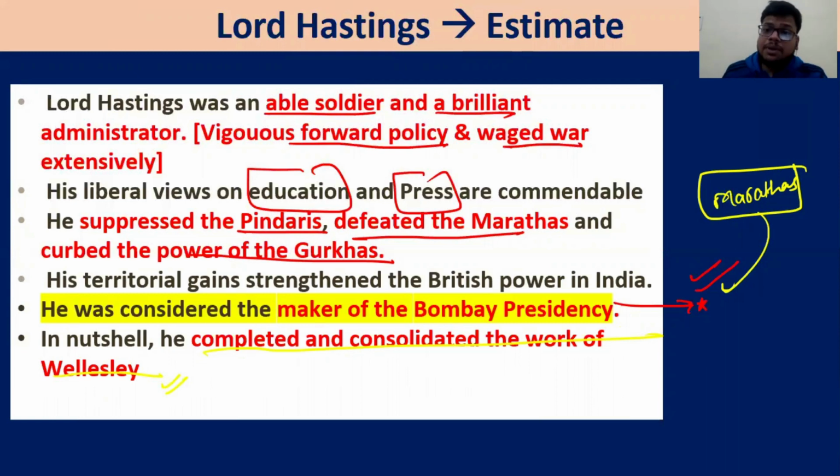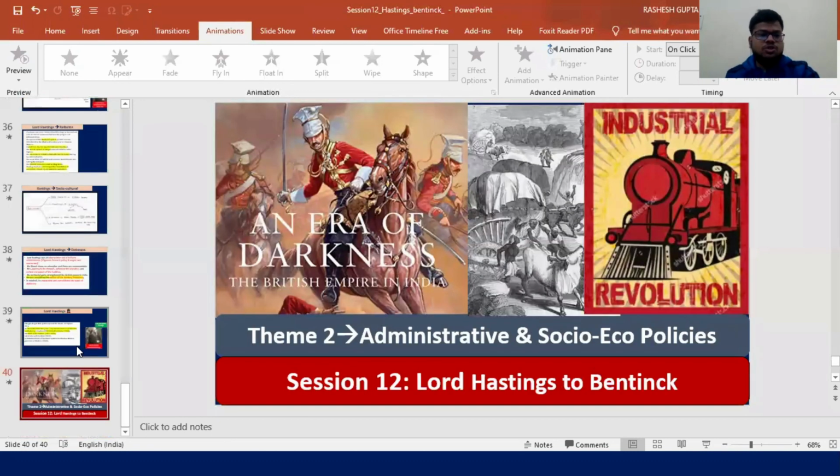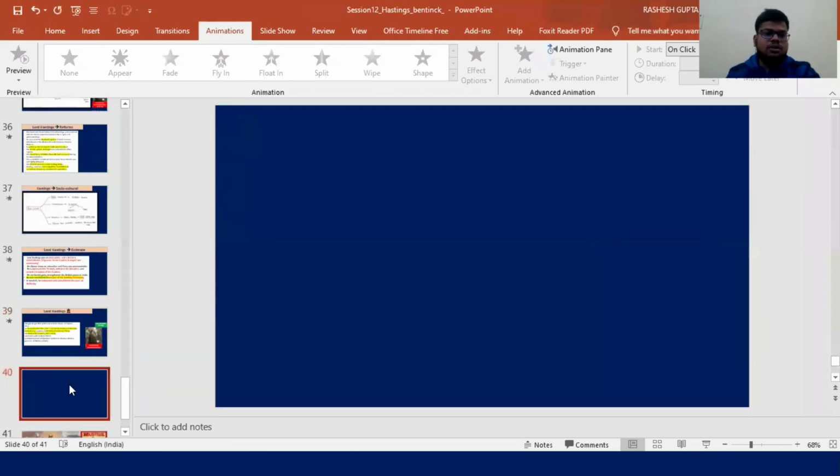So, for example, a main question can be asked: Lord Hastings completed and consolidated the work of Wellesley, comment. Then you have to talk about both the work of Wellesley and Lord Hastings. Now, I think we have given 5 questions, right? Let me add this particular question to this.